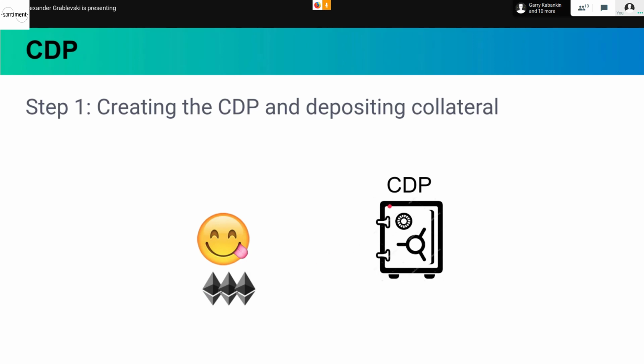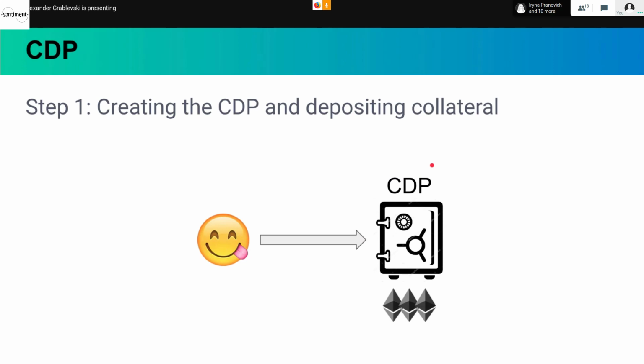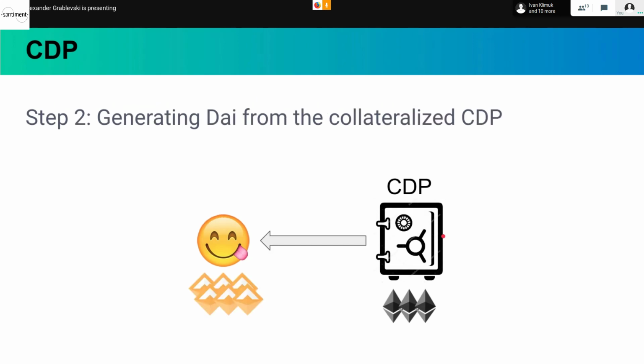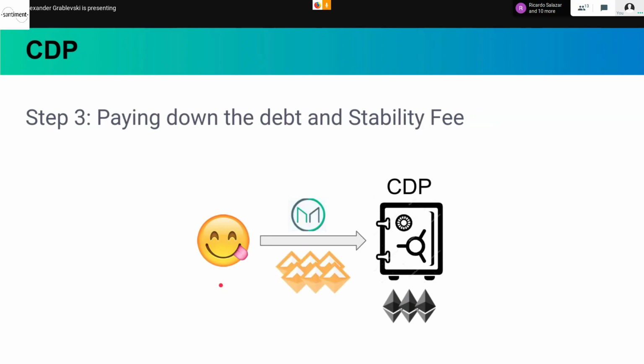At that moment, you open a CDP, then you transfer your ETH as a collateral asset to the CDP. After that, you can generate DAI from your debt, and you can transfer and do whatever you want with your DAI coins. But your Ethereum coins are locked in a smart contract. You can't transfer them, but instead you have the equivalent in DAI. When you decide that you don't need DAI anymore, you can pay down the debt and the stability fee.